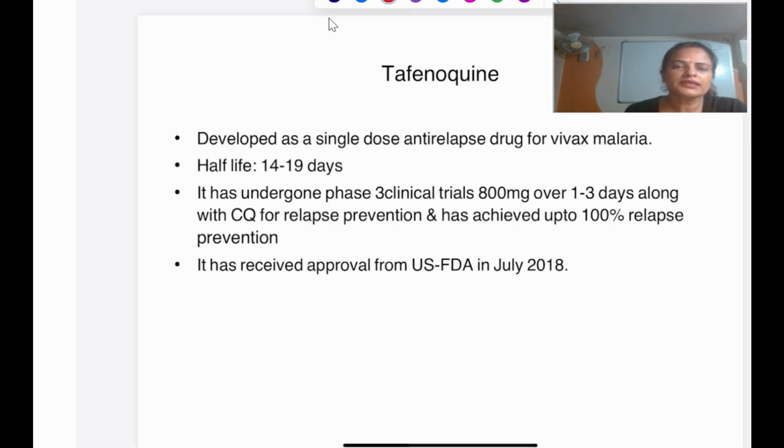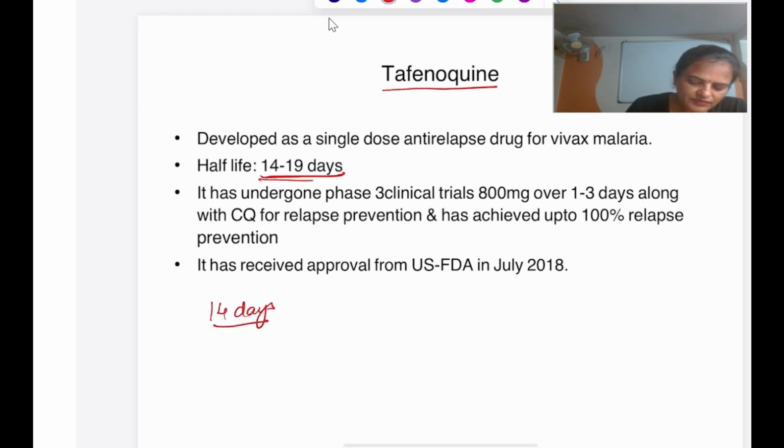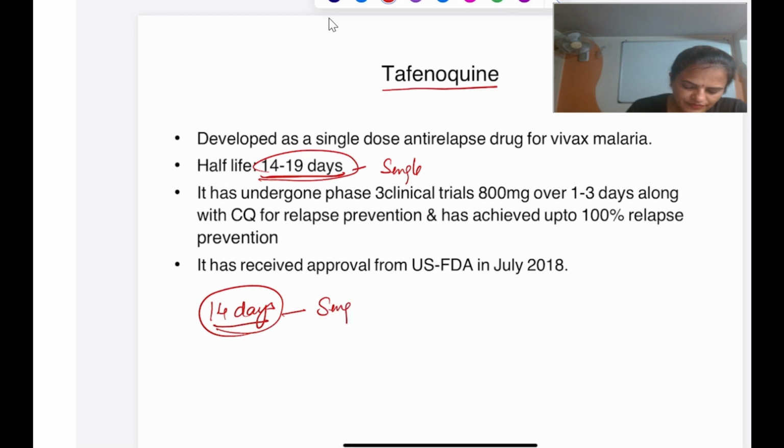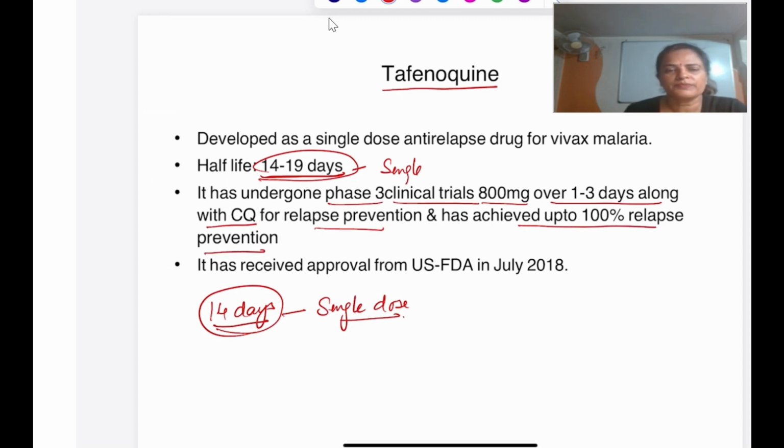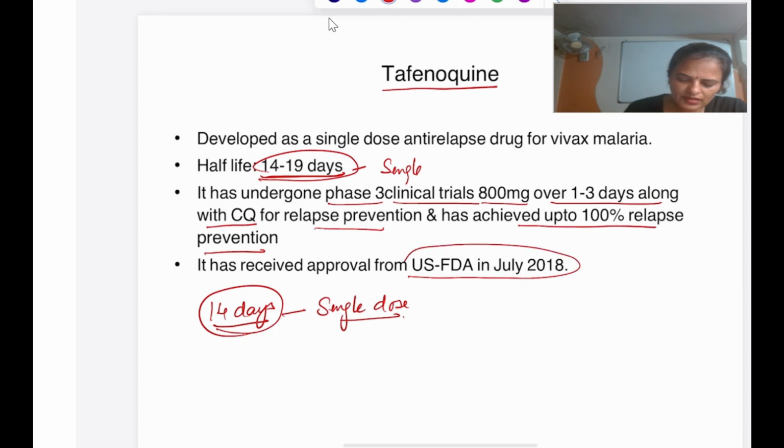Another drug in the same category is Tafenoquine. What is the good thing about this? Its half-life is 14 to 19 days. So we have to give Primaquine in case of Plasmodium vivax for 14 days, and for this drug, we just have to give a single dose. It has undergone phase 3 clinical trial, 800 milligram over 1 to 3 days along with chloroquine for relapse prevention, and it has achieved 100% relapse prevention. It received approval from US FDA in July 2018. So this is about 8-aminoquinolines.